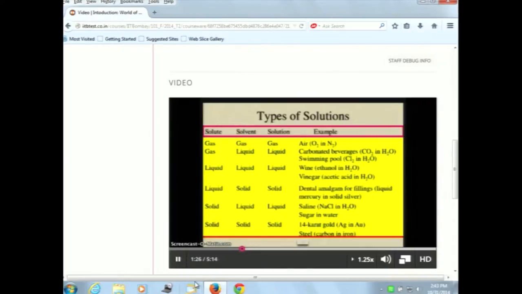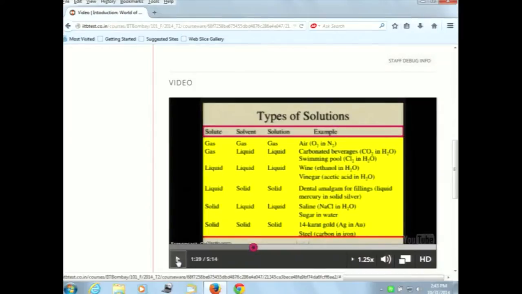So if we have a gas solute and a gas solvent in the solution, that example would be air, where oxygen is dissolved in nitrogen. We have a gas solute in a liquid solvent, and the carbonate.